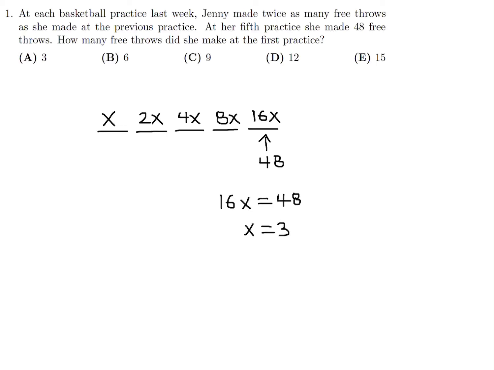And they're asking you how many free throws did she make at the first practice? Well, that's x, and x we calculated as having a value of 3. So she made 3 free throws at the first practice, and therefore, number 1, the answer is A.